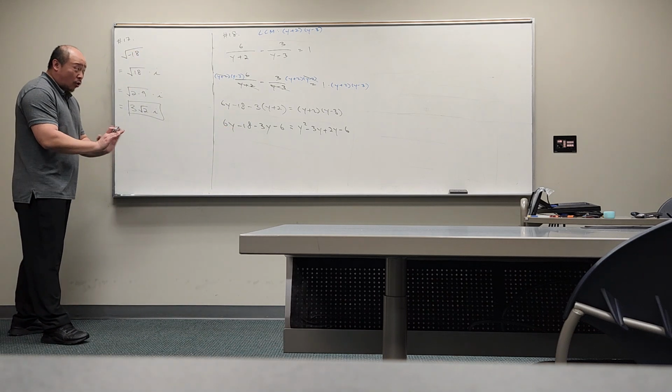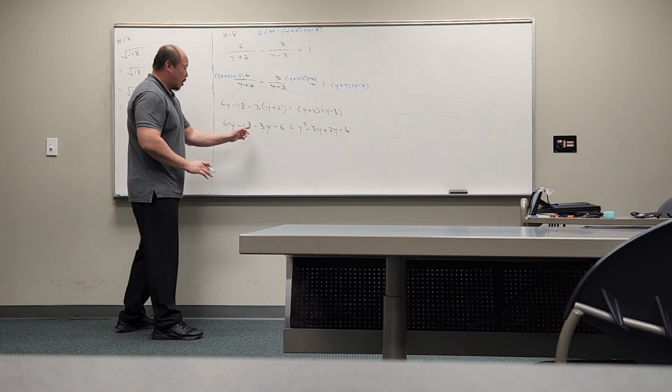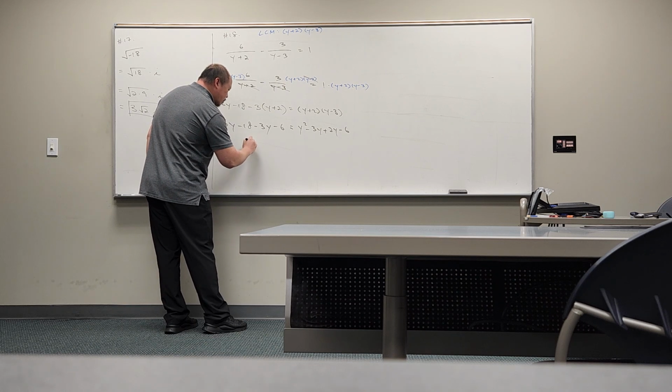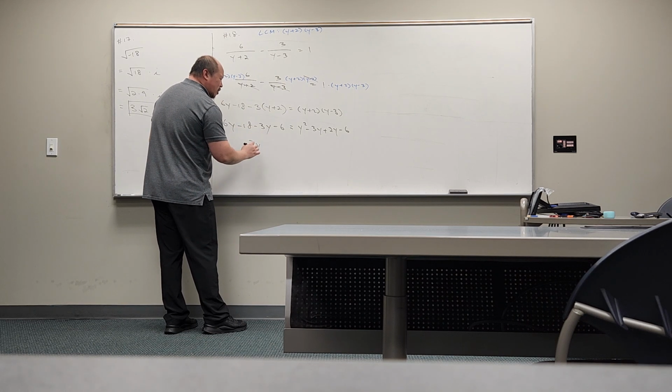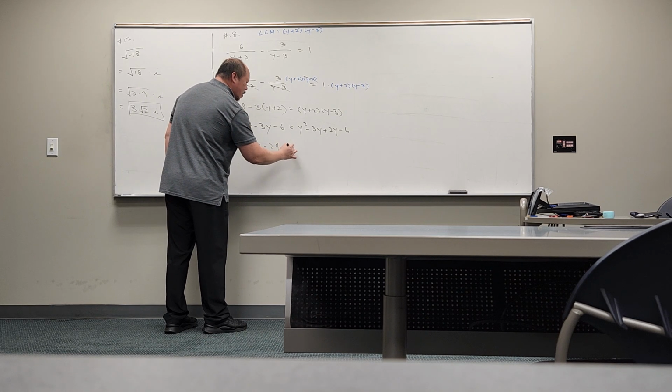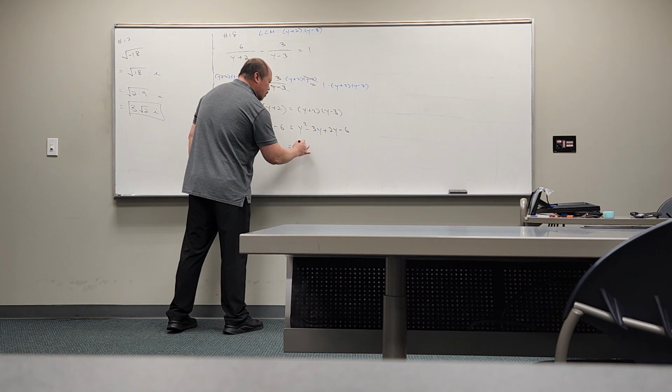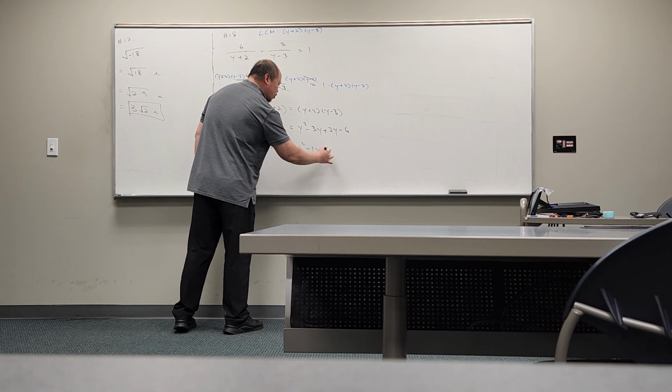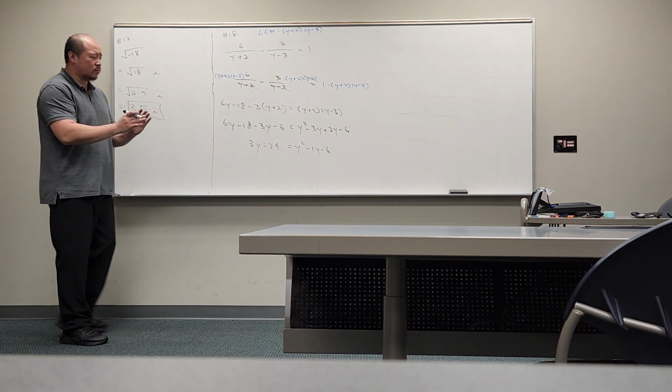And if you work it all out, 6y minus 3y, that's 3y. Negative 18 minus 6 is negative 24. Right? And that's y squared minus 1y minus 6, right? So I'm just kind of cleaning it out step by step.